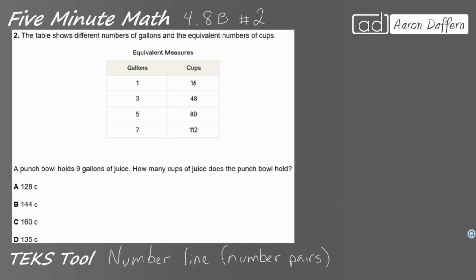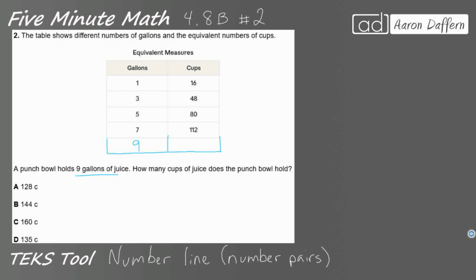So we've got a table here showing the different number of gallons that make up so many cups. And we've got a punch bowl that has 9 gallons of juice. And our question is how many cups of juice does that 9 gallons equal? So if we were to think of our table right here, we could extend this one more, and we could just say 9, and then we have our unknown.